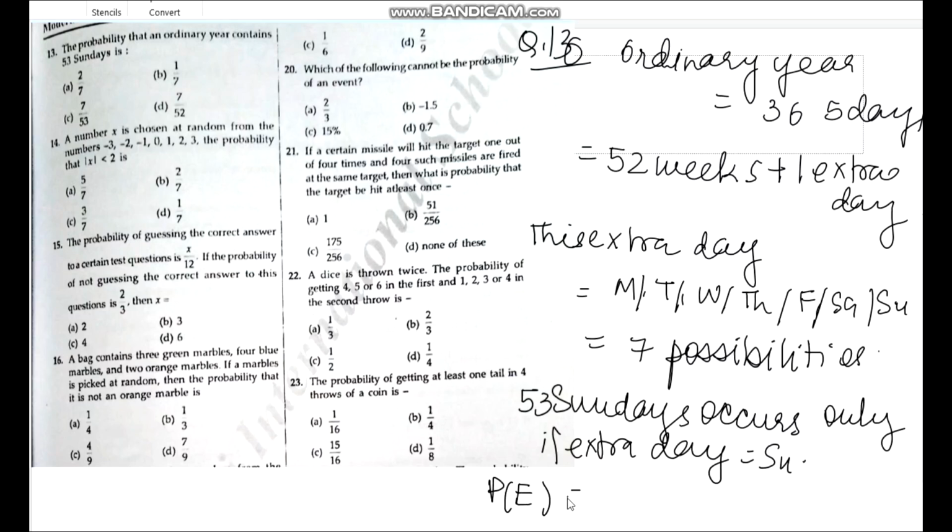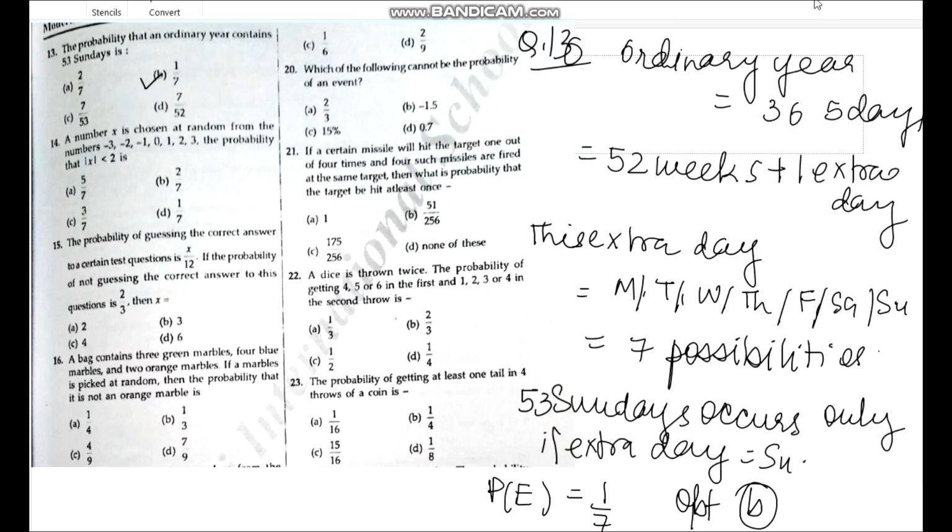So total possibilities will be 7 possibilities, that is, this extra day can be anything. Okay, so I can say that 53 Sundays occur, because this is my favorable condition, only if your extra day is Sunday. So I can say that probability of that event is equal to 1 upon 7. So my answer will be option B.